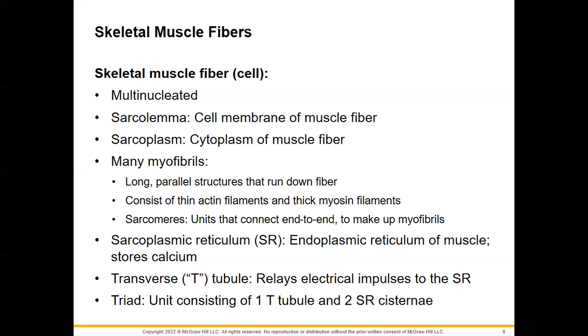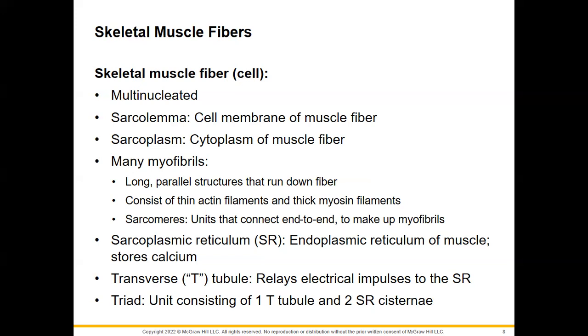You also have the sarcoplasmic reticulum inside of each cell. The sarcoplasmic reticulum is the endoplasmic reticulum of muscle cells. In the muscle cells, this is what stores your calcium. Remember, I've said many times that calcium is not only important to make your bones stronger, but it's also used by other cells in the body, namely your muscle cells. Your muscle cells need calcium in order to contract. So the sarcoplasmic reticulum is the structure inside of each muscle fiber that stores calcium.